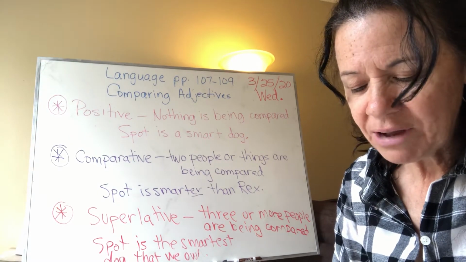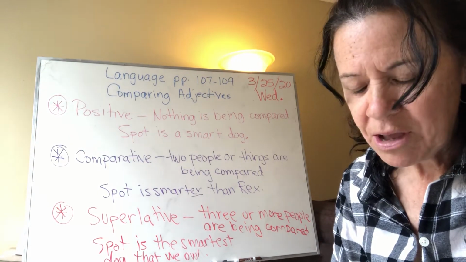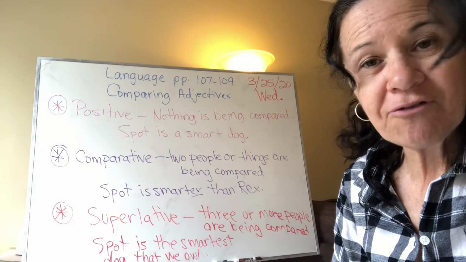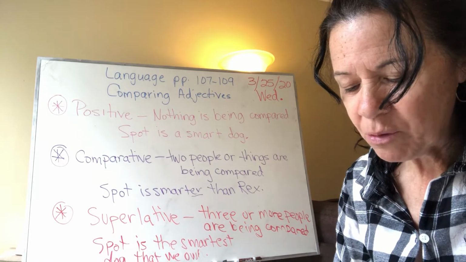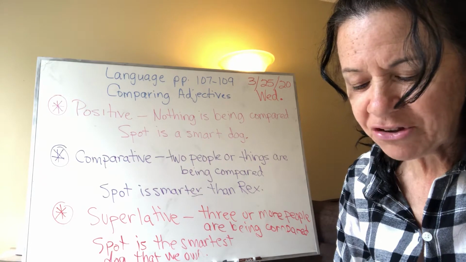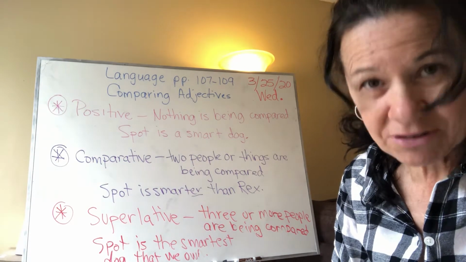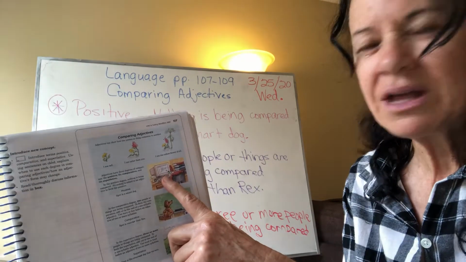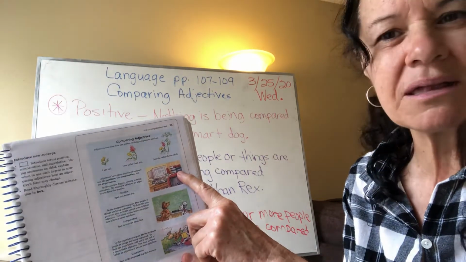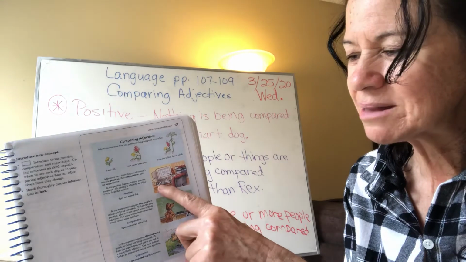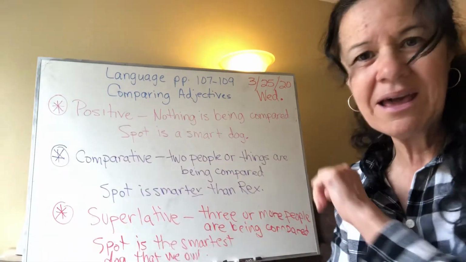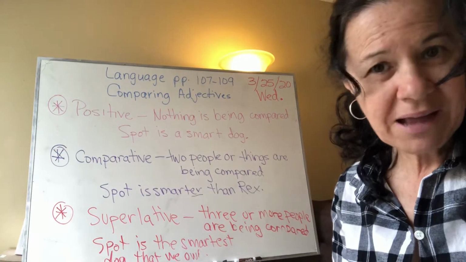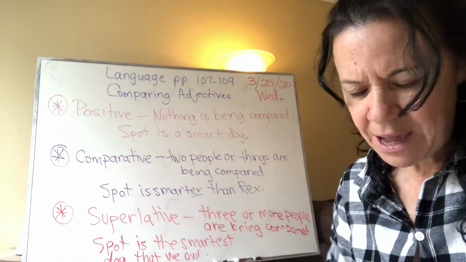In the positive degree, nothing is being compared. No ending is added to an adjective to form the positive. So in the picture next to it, it just says, "Spot is a smart dog." You see Spot there, he's got his computer, he's got his books. Look at that book, it says Logic. He's a smart guy, he's got his coffee, he's got it going on, all right? Positive: Spot is a smart dog, okay?